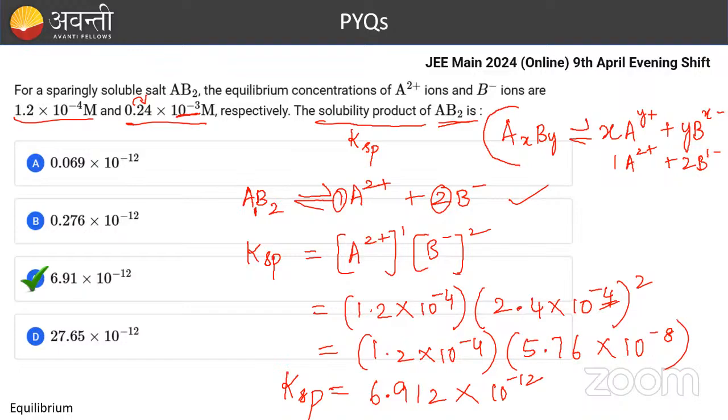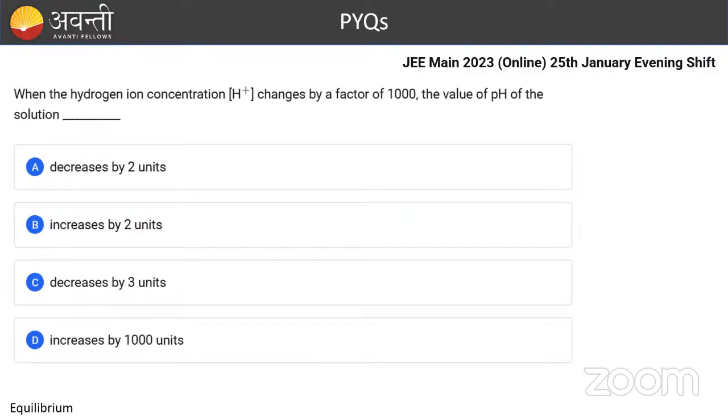The next is, when the hydrogen ion concentration H plus changes by a factor of 1000, the value of pH of the solution decreases by 2 units, increases by 2 units, decreases by 3 units, or increases by 1000 units. Which one is the correct option? When the concentration of H plus changes by a factor, it is changing from one value to 1000. So let me take that one value as 1. Let me take that initial concentration as 1.